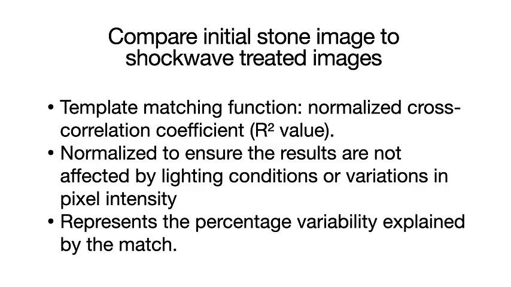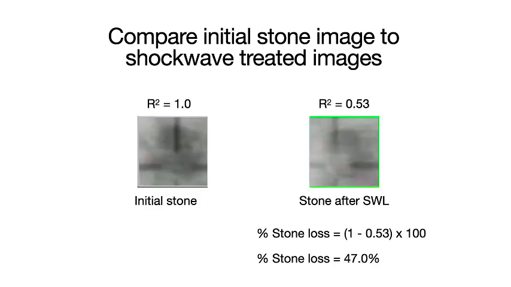Exactly. We use the template match as a proxy for fragmentation. So, if 70% of the match is explained, it means 30% of the initial stone has been fragmented. Does that make sense? Yes, I got it. But let's see an example to really solidify this concept, okay? Sure. Let's compare the initial stone image with an image taken after shockwaves.